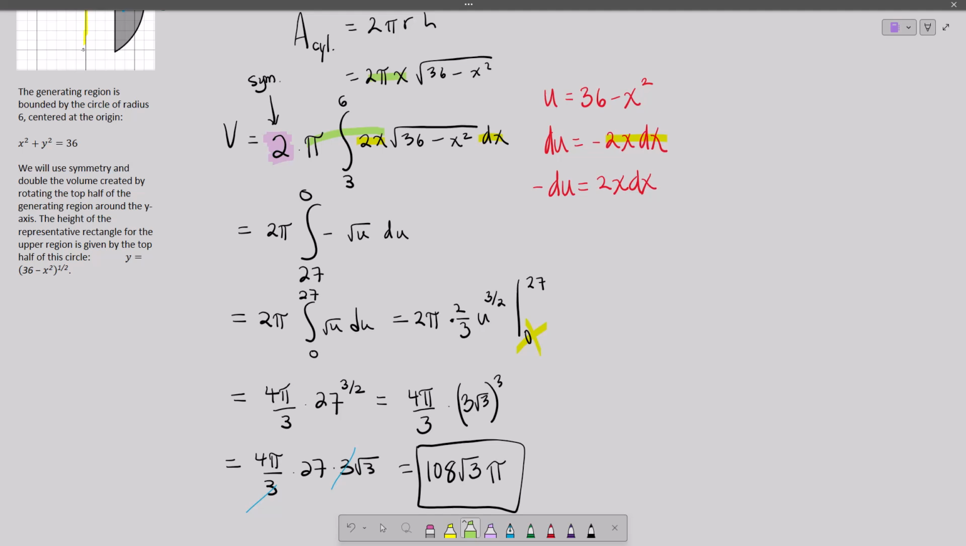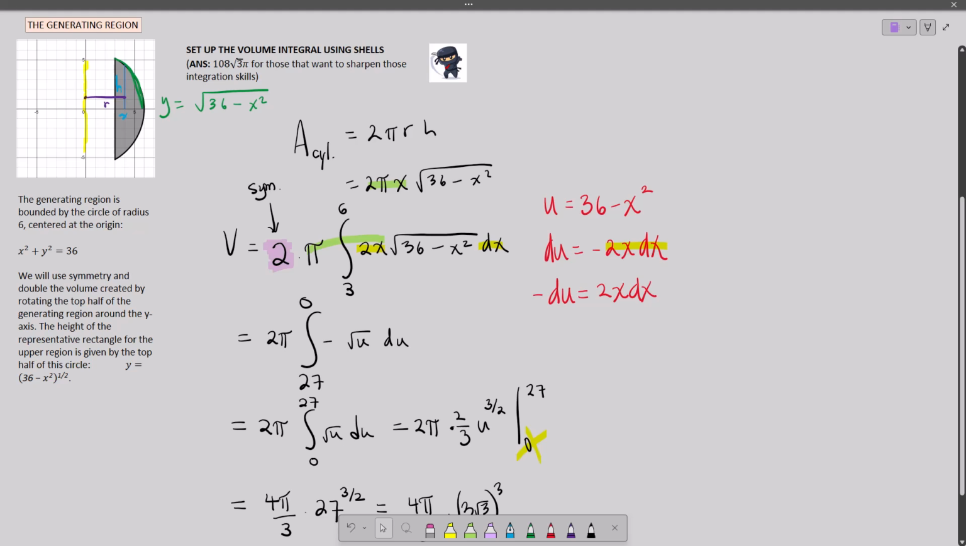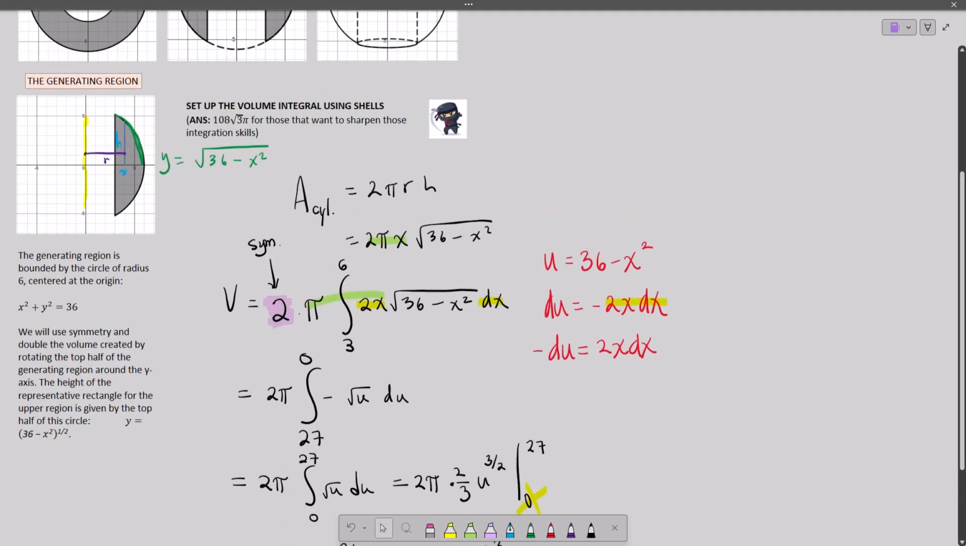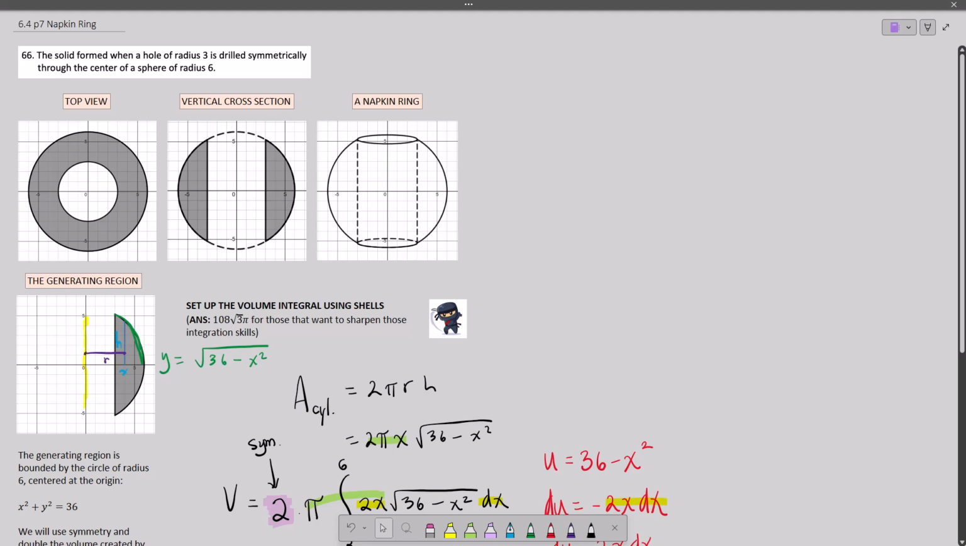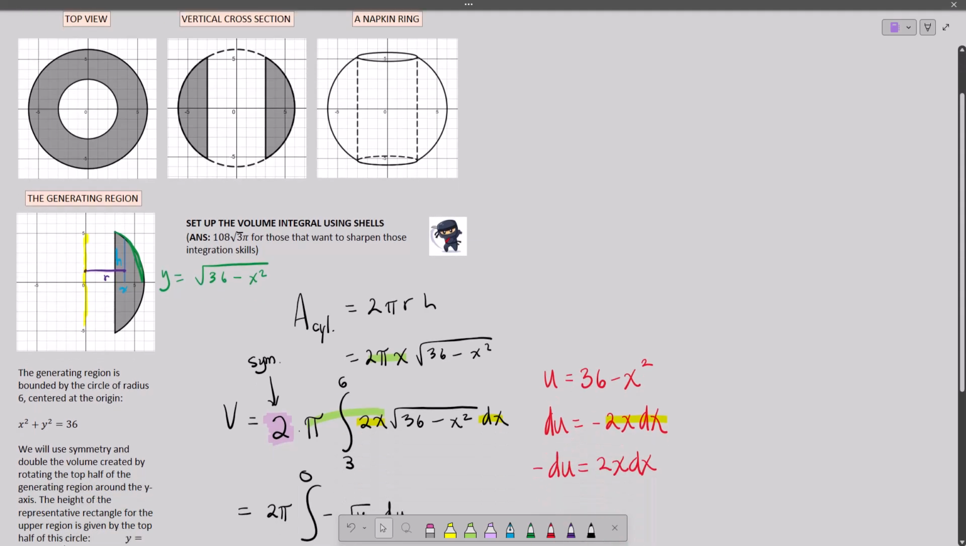How did you get 6 and 3 for the limits of integration? So the limits of integration are with respect to x. When we look at our picture, the x coordinate right there is 3. This vertical element is sliding from x equals 3 over to x equals 6. This is a circle of radius 6, so that right endpoint there is 6. And then we're drilling out a hole that is radius 3. So that tells us that we're going from 3 over to 6. You see it?